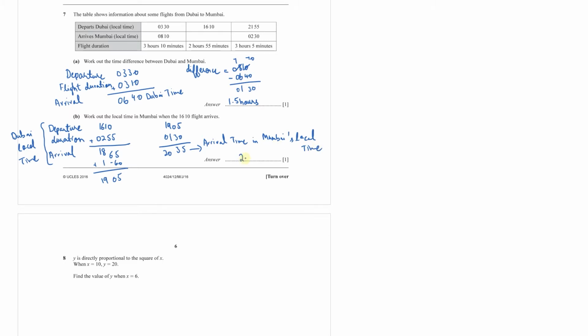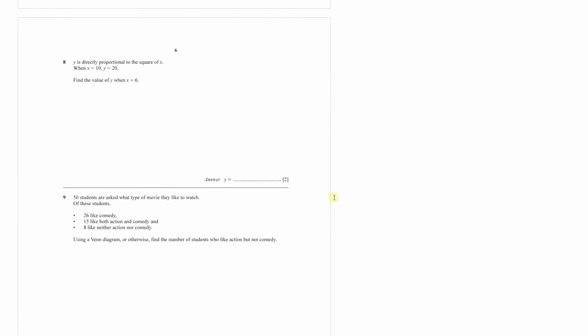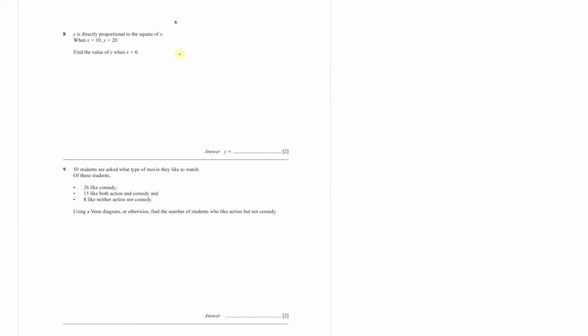So this is your final answer, 2035. Let's move on to question number 8. So y is directly proportional to the square of x, which means y is directly proportional to x squared. Which means y equals some constant k times x squared.